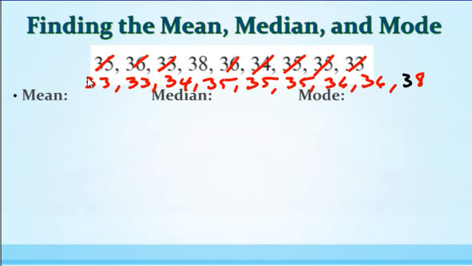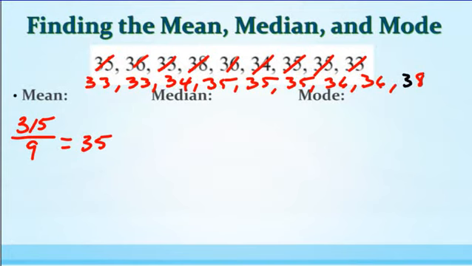And our first step is to find the mean. We need to add them all up and then divide by the number of data values. So 33 plus 33 plus 34 plus 35 plus 35 plus 35 plus 36 plus 36 plus 38. That gives us 315. And then we need to divide that by, we got 1, 2, 3, 4, 5, 6, 7, 8, 9. Divide this by 9. And we get an answer of 35. So the mean, the average, is 35.